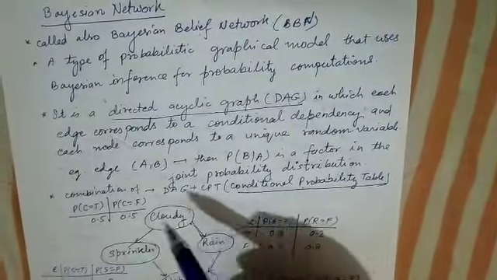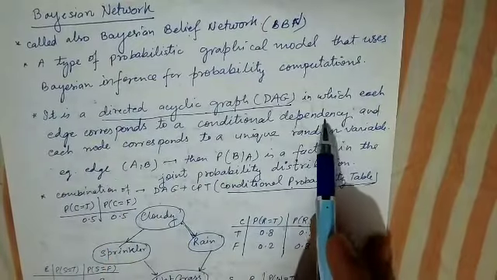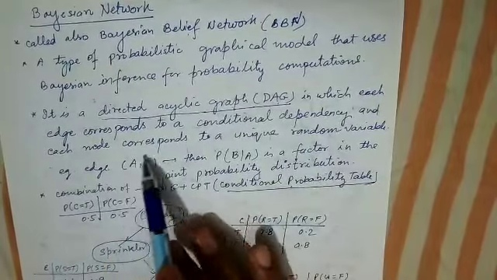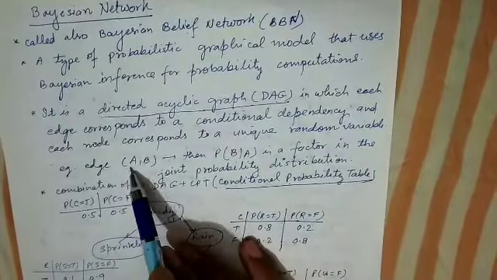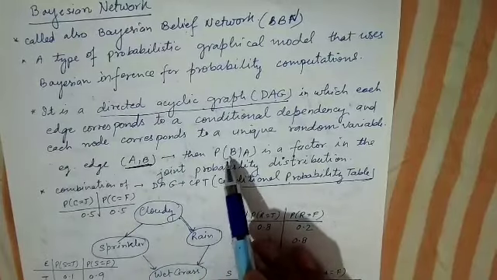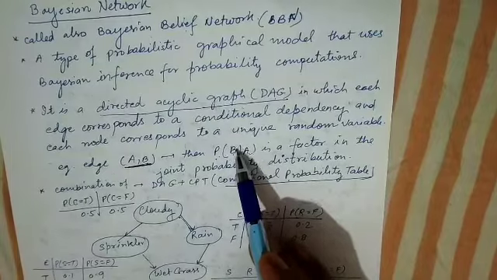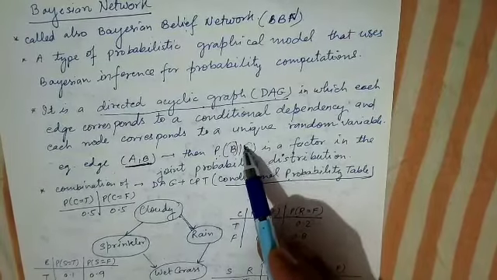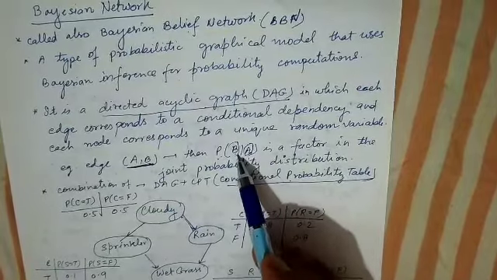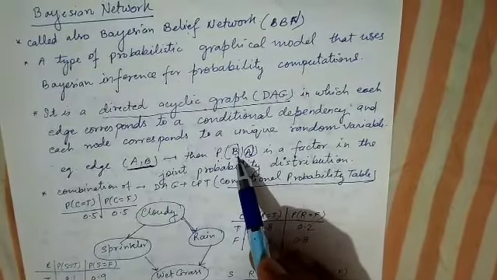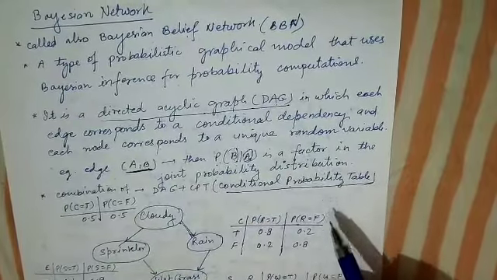So basically it is a directed acyclic graph in which each edge corresponds to a conditional dependency, and each node corresponds to a unique random variable. For example, if there is an edge between nodes A and B, the conditional probability will be P(B|A). It says the probability of event B, given that event A has already happened. So based on A, we find the conditional probability of B, which is a factor in the joint probability distribution.